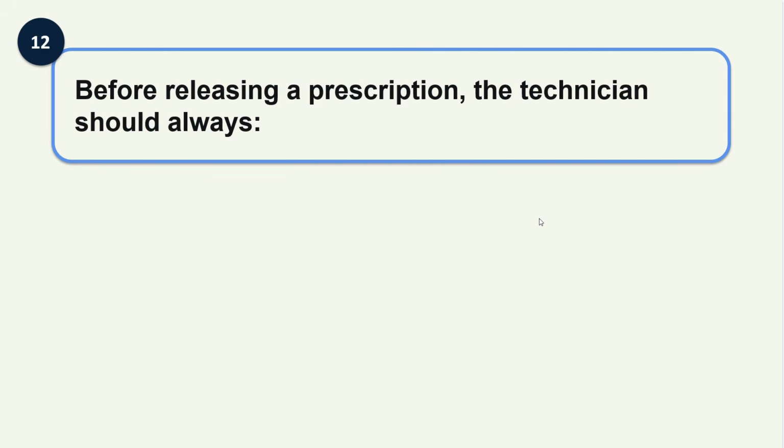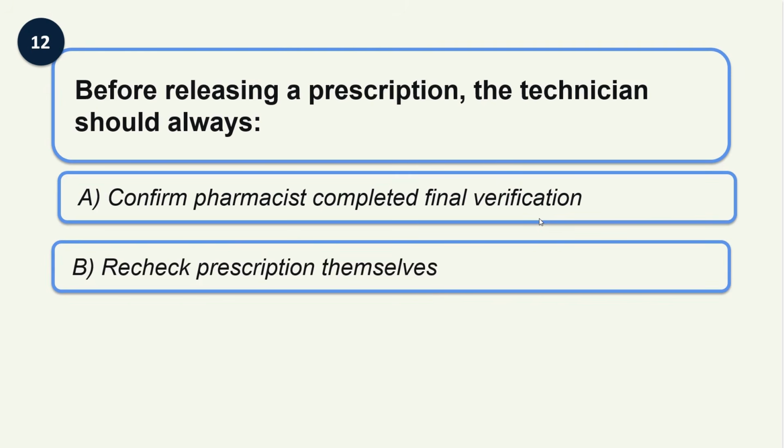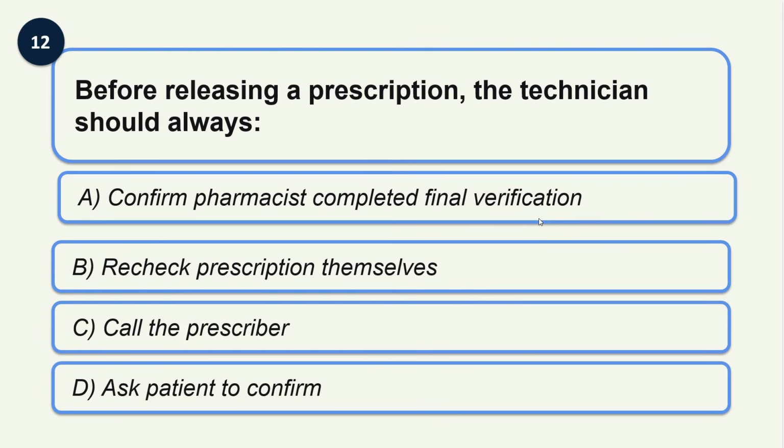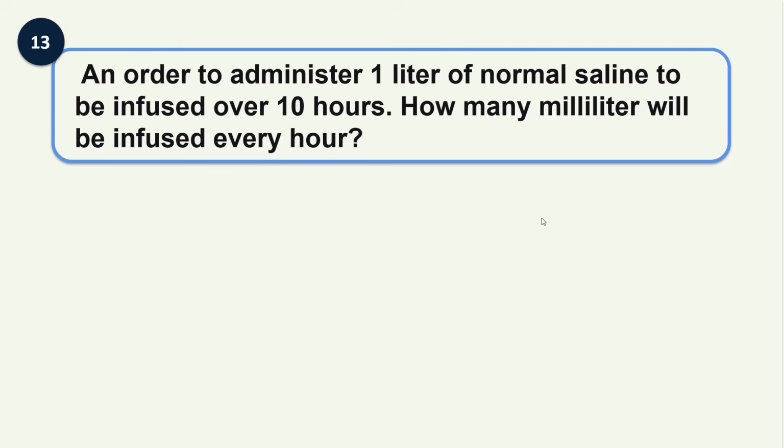Next, before releasing a prescription, a technician should always A. Confirm the pharmacist completed final verification. B. Recheck the prescription themselves. C. Call the prescriber. D. Ask the patient to confirm. The correct answer is confirm the pharmacist completed final verification. Only pharmacists perform final checks, so the pharmacy technician should confirm that final verification is performed.